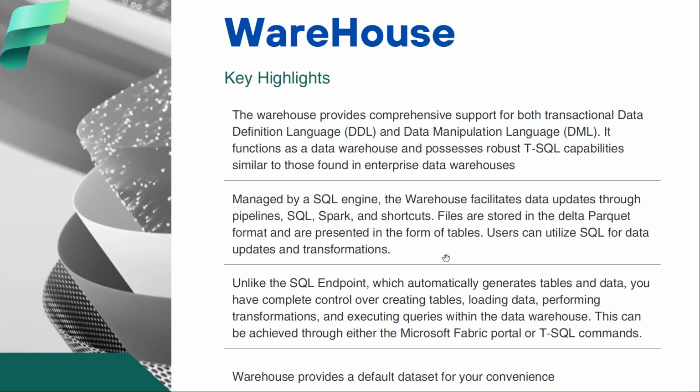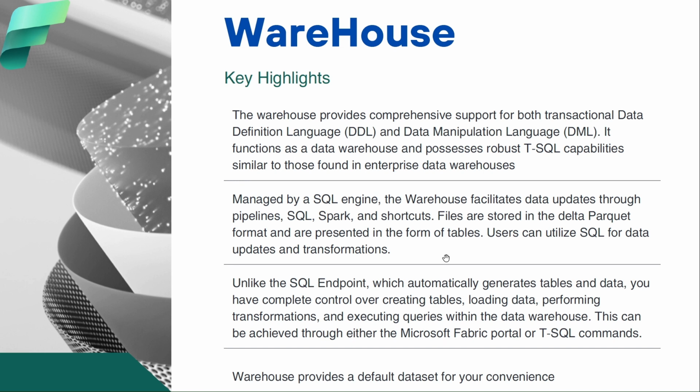Means you can use SQL to transform your data. Files are stored still in the data packet format and presented in the form of tables. In Lakehouse also it is presented in the form of tables. When you look, it shows, okay, these are your tables. Here also it is present in the form of tables. Users can utilize SQL for data updates and transformation. And unlike the SQL endpoints which you have seen in the Lakehouse, which automatically generates tables and data, you have complete control over creating tables, loading data, performing transformation, and executing queries within warehouse. This can be achieved through either Microsoft Fabric Portal or T-SQL commands.